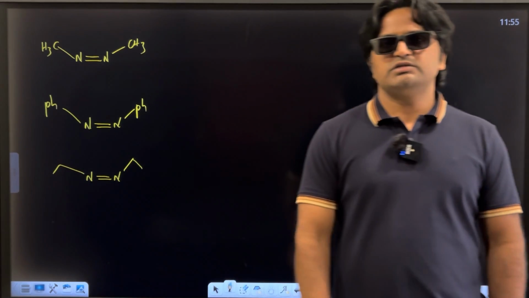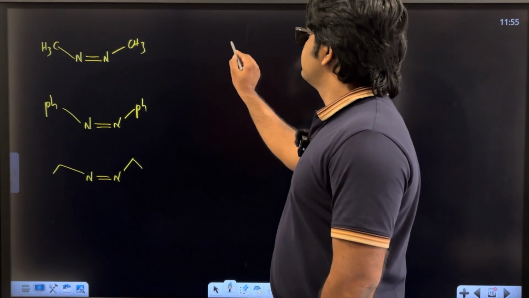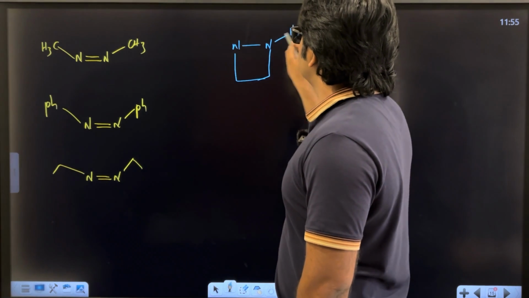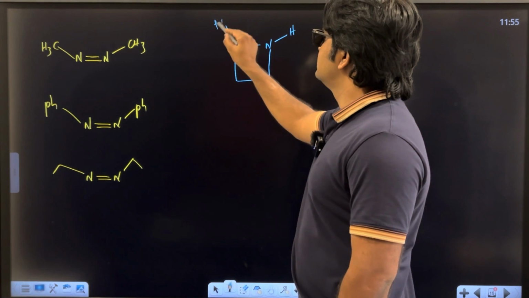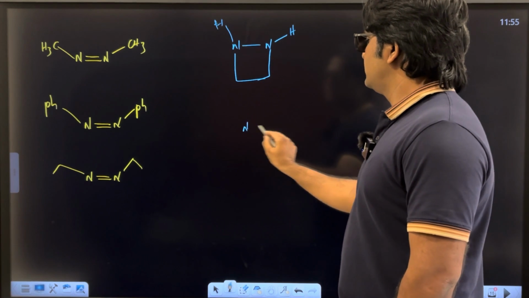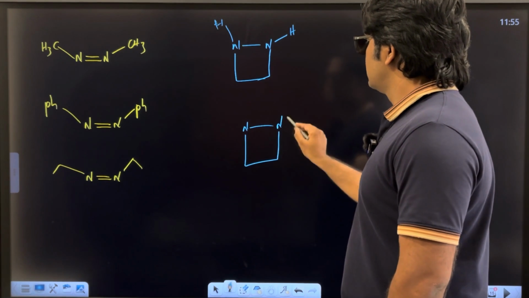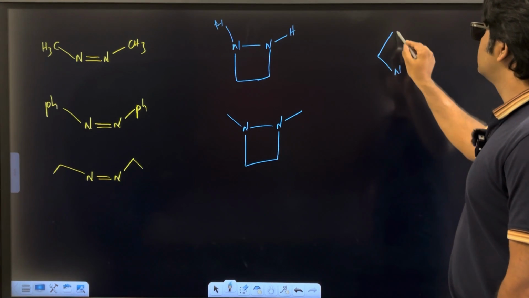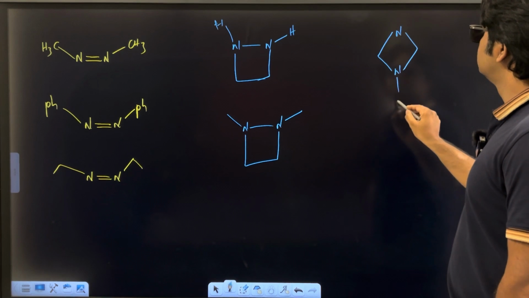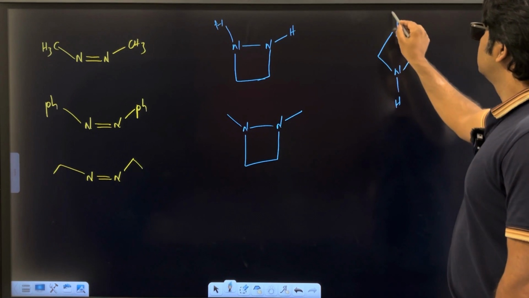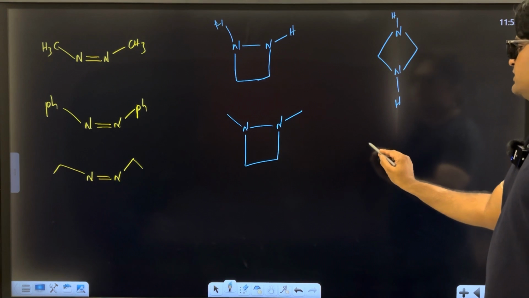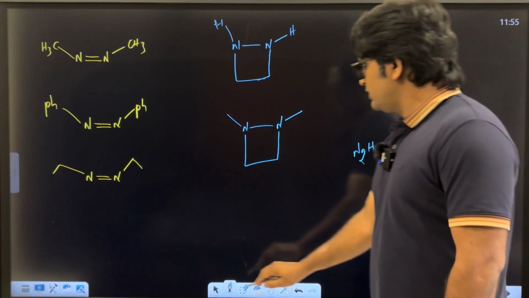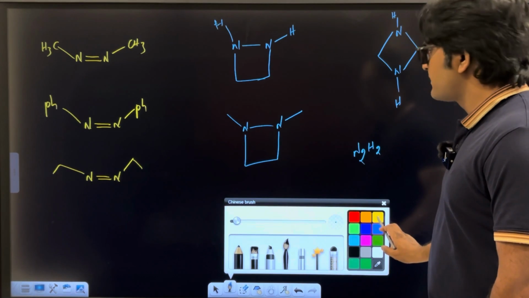Now tell me, is geometrical isomerism possible or not in these molecules? Even sometimes they are giving cyclic compounds like this. Here hydrogen and hydrogen from cyclic compounds. Next, methyl and methyl. Next, nitrogen, hydrogen, and the simple molecule N2H2. Tell me about geometrical isomerism in these molecules.